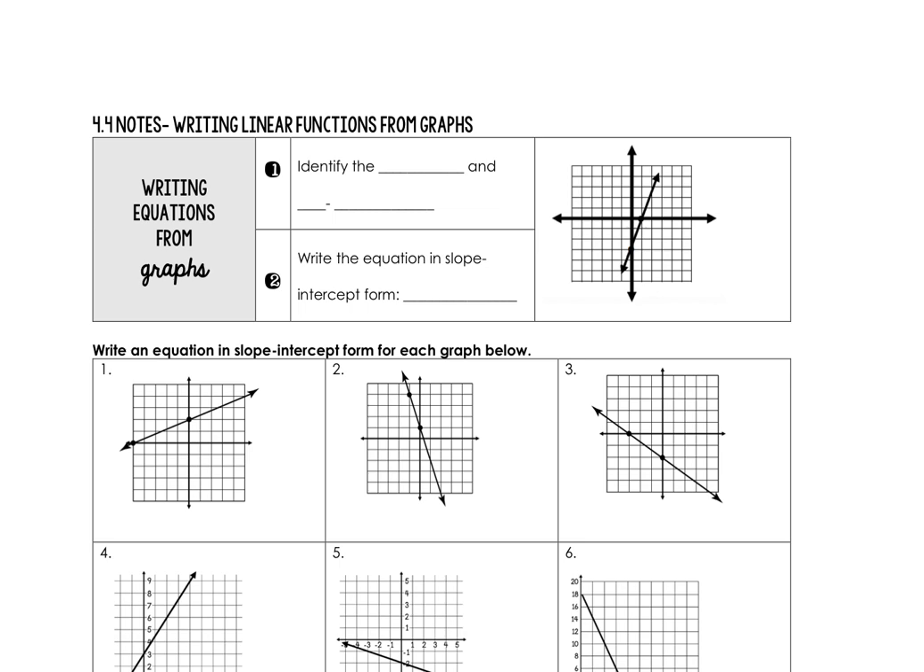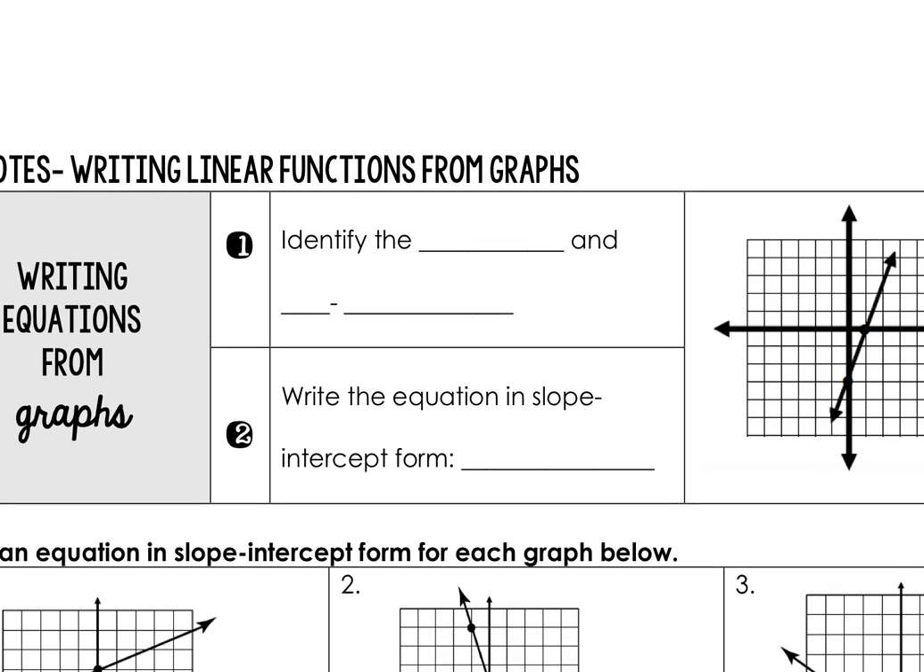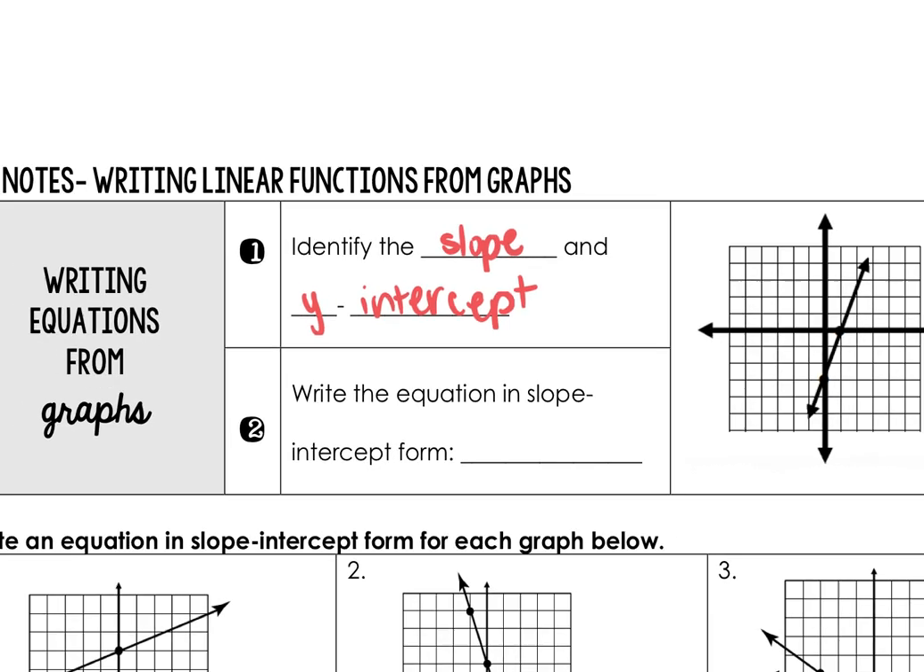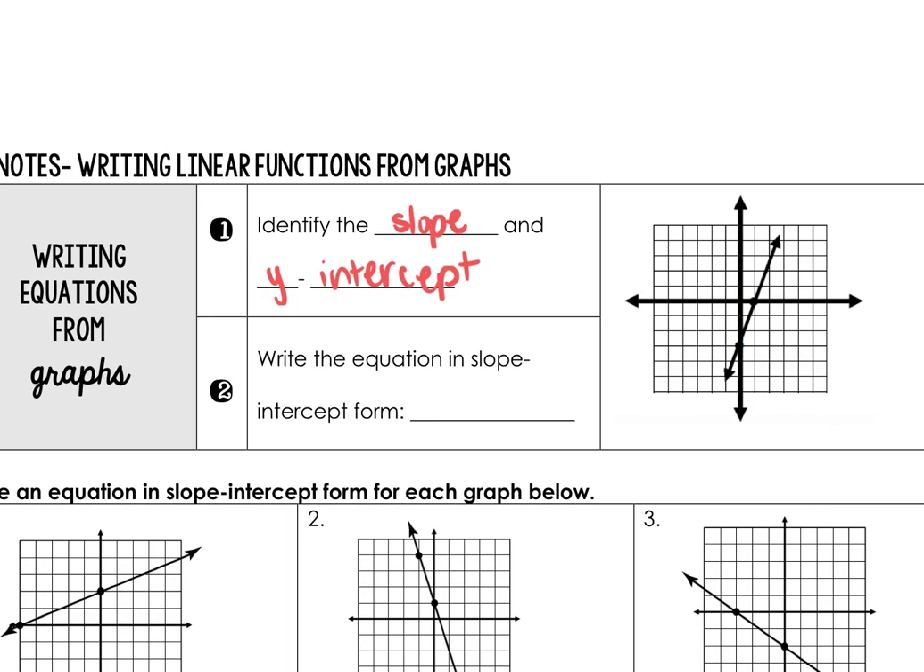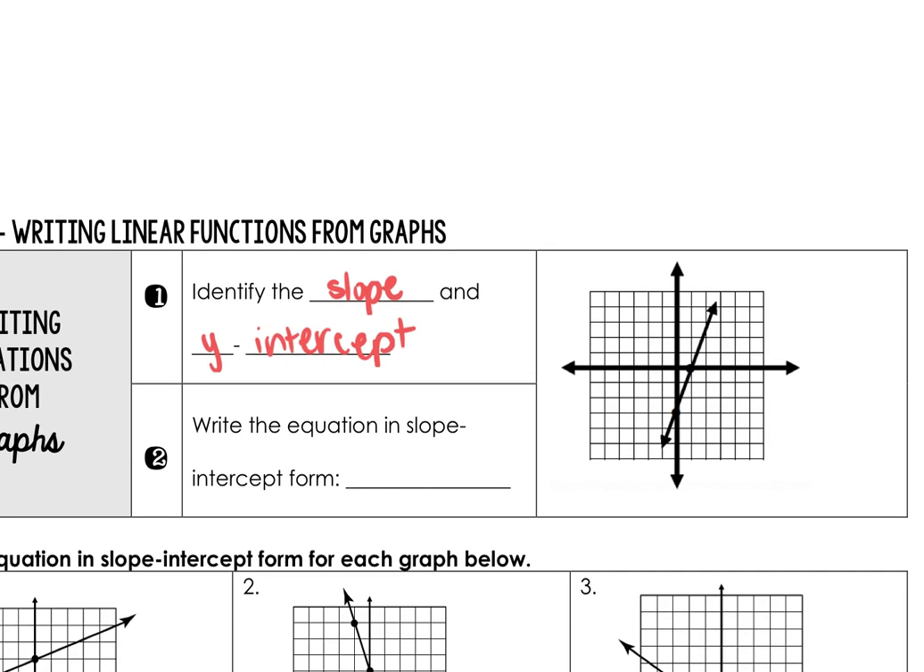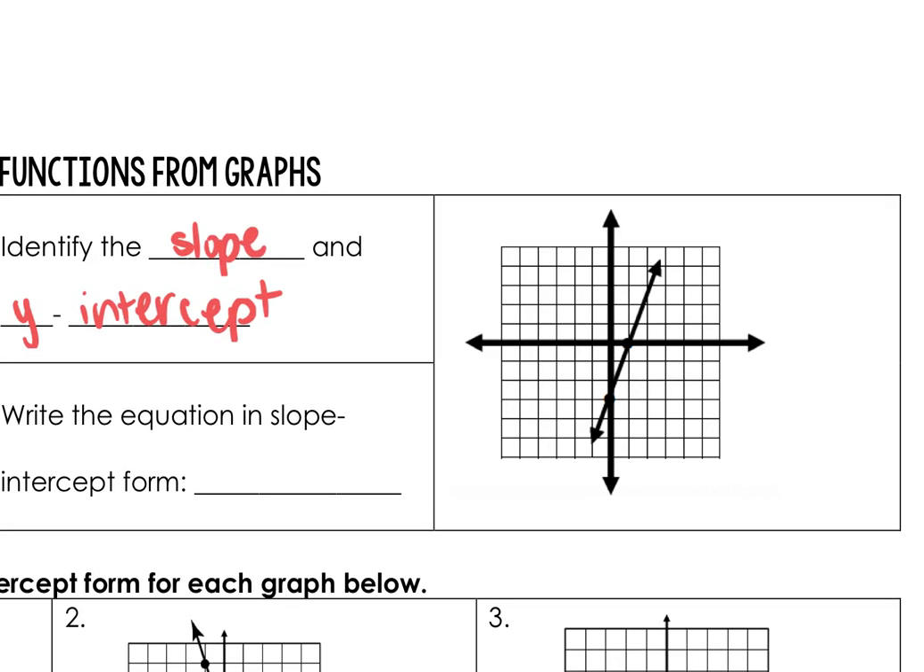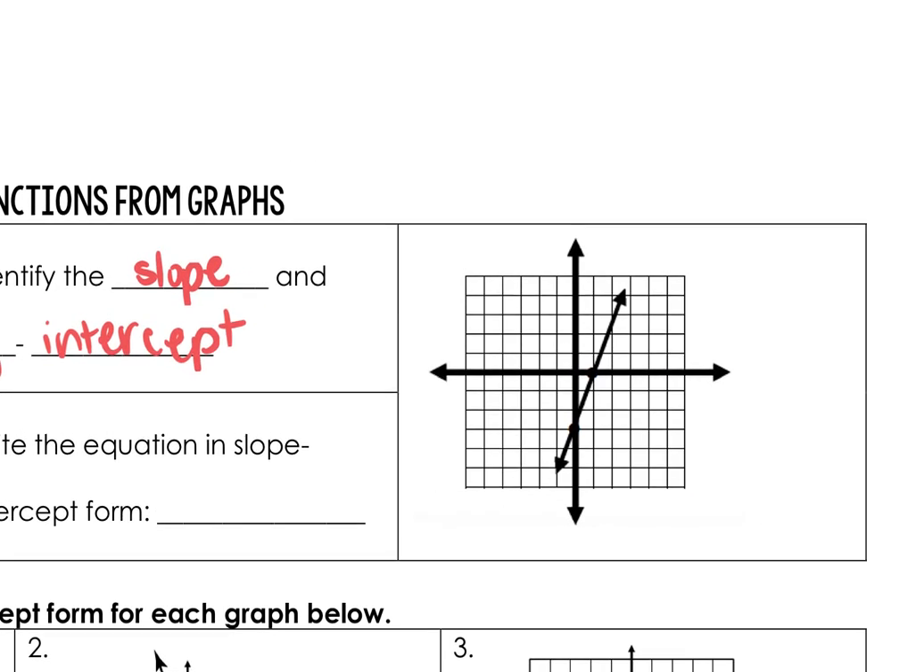The first thing you need to do to write an equation is identify the slope and the y-intercept. So over on the right-hand side, I've got an example graph where we can easily identify the slope and the y-intercept. So if I come over here and I label what's my slope, what's my y-intercept.